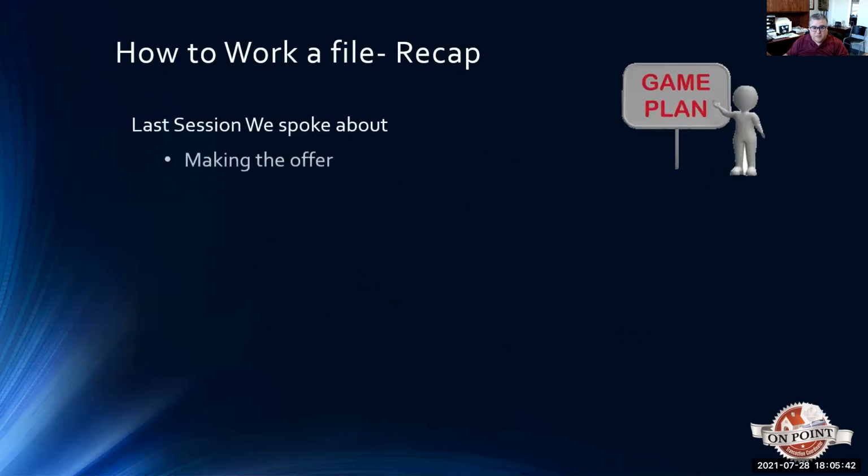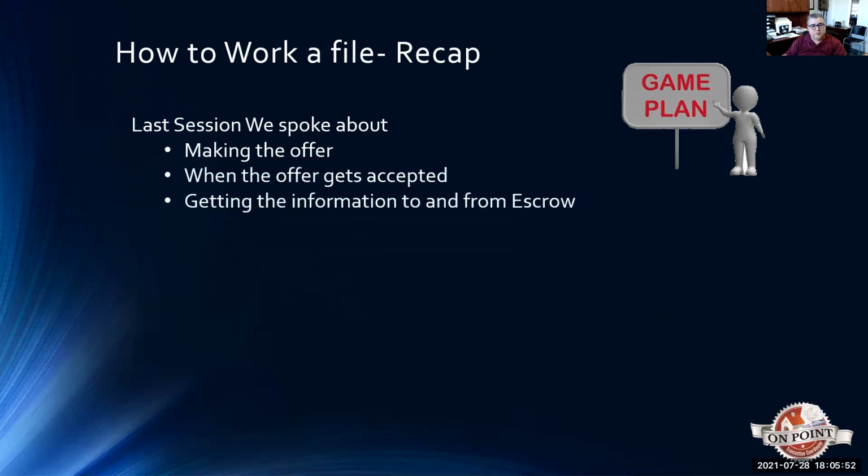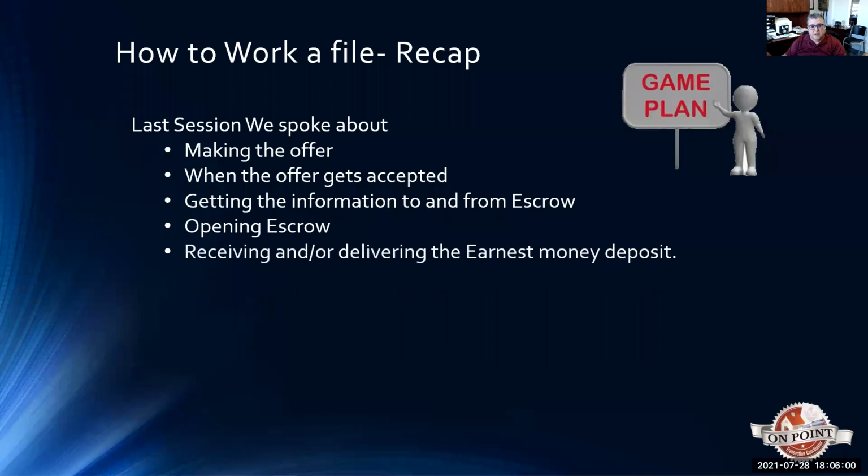So let's talk about last week's session. We talked about actually making the offer, when the offer gets accepted, getting the information to and from escrow, opening the escrow, which primarily means depositing the money. Usually that is done by wire. If you look at the contract on section 2, page 1, it talks about electronic funds, which means wire. A lot of people actually write in wire. No need to do that on the RPA.